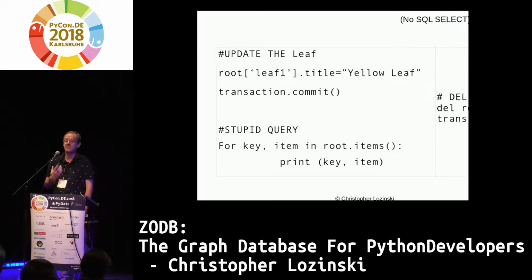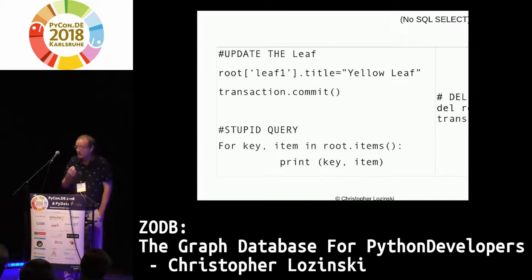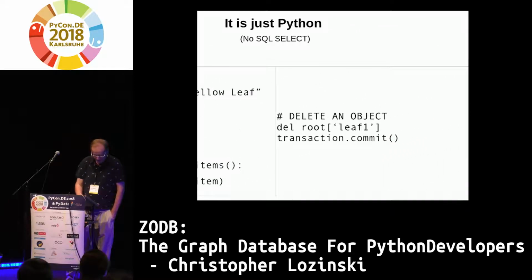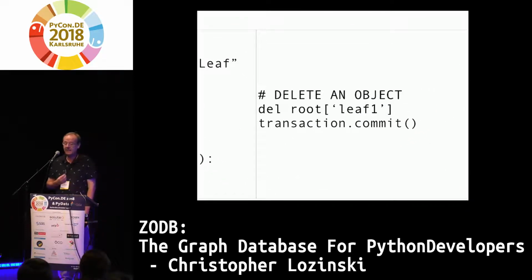So it's just Python. So say you want to change the name of a leaf. You get the root object, you ask it for leaf 1, and you give it a new title, yellow leaf. If you want to do a query, you can do a very simple query over the nodes in the tree. For key, item in root node.items, print the key and the item. So really easy. All just Python. If you want to delete an object, you get the root object, you say delete root of leaf 1, transaction.commit.